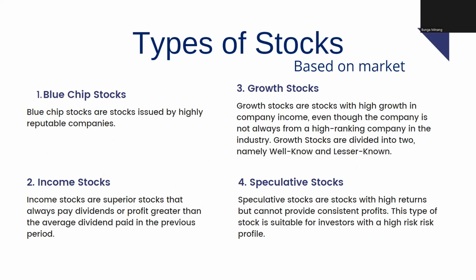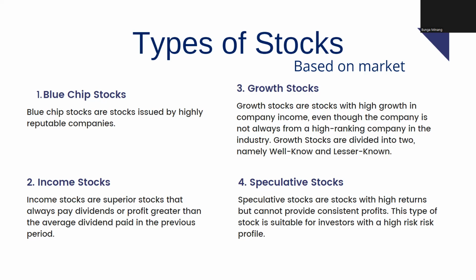Types of stock based on market. One, blue chip stock. Blue chip stocks are stocks issued by highly reputable companies. Number two, income stock. Income stocks are superior stocks that always pay dividends or profit greater than the average dividend paid in the previous period.